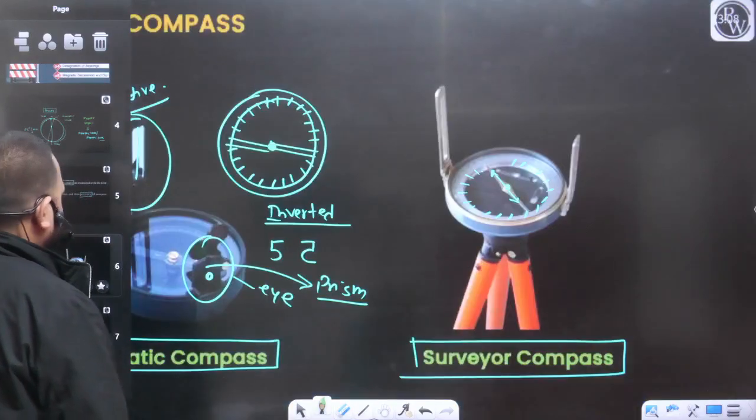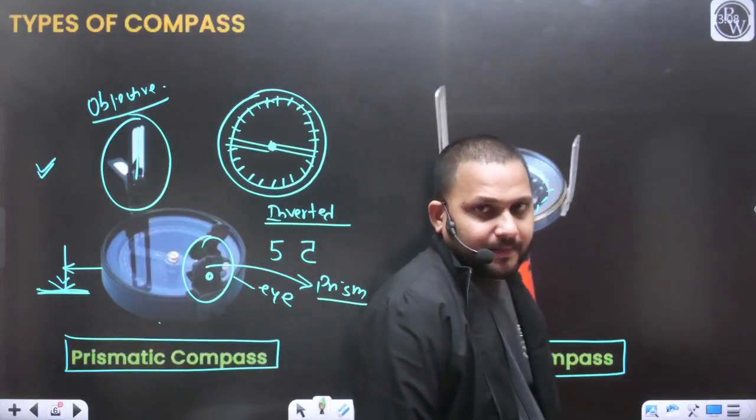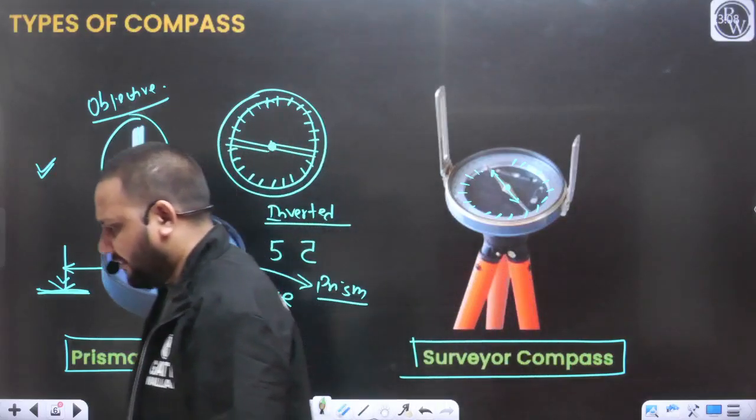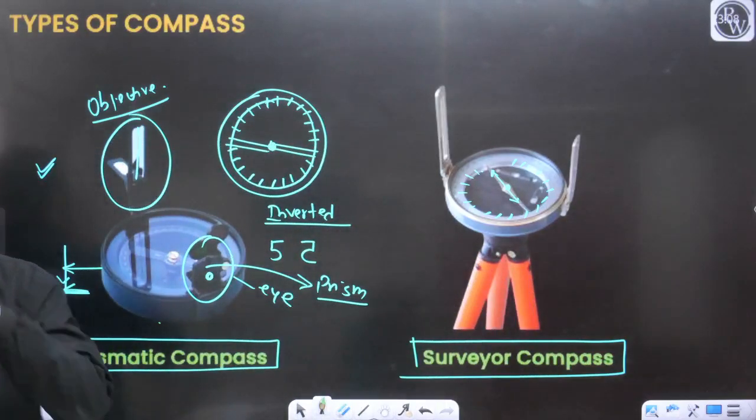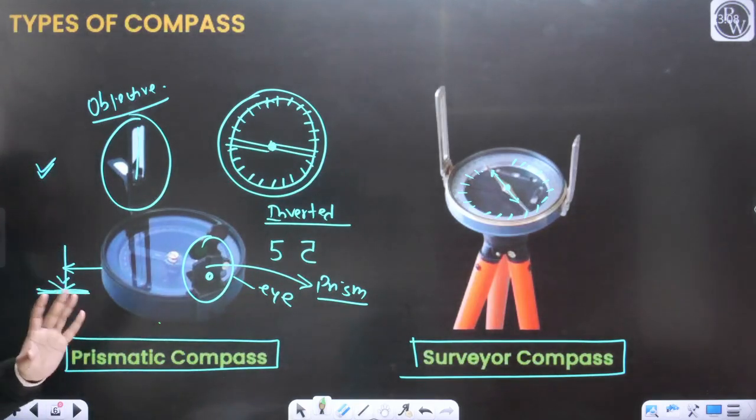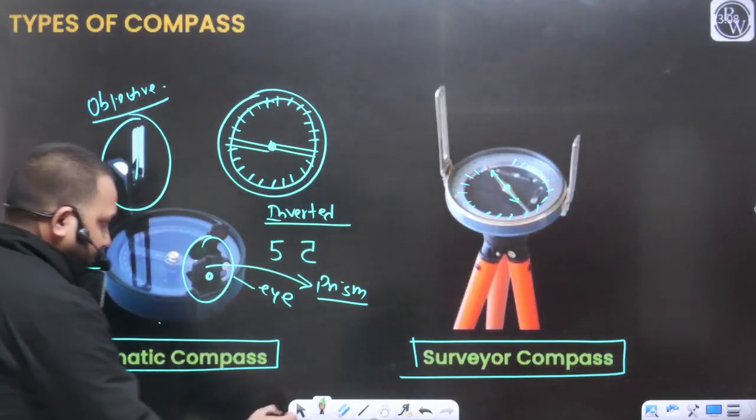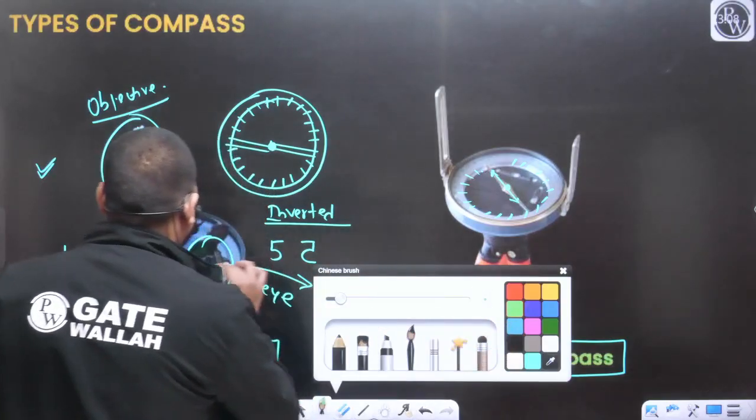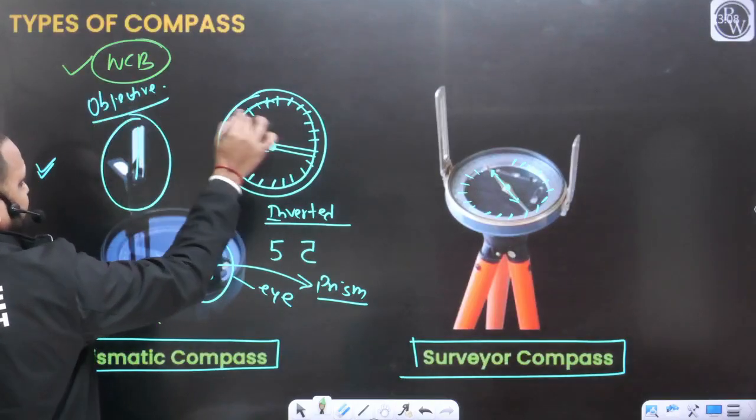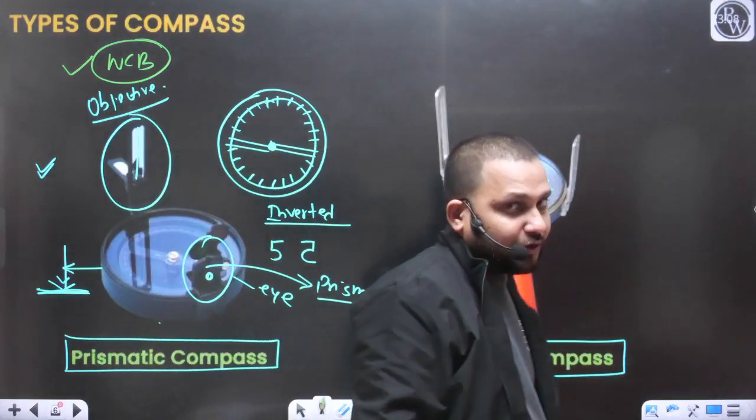So let's take one more point. We have discussed the two types of compass. One was the prismatic compass, one was the surveyor compass. As of now, we have discussed the WCB system and the RB or QB system. So you can mention here that the prismatic compass works on the WCB system, because the readings you will get with the help of this compass will vary from 0 to 360 degrees.